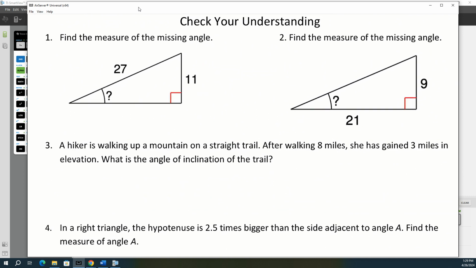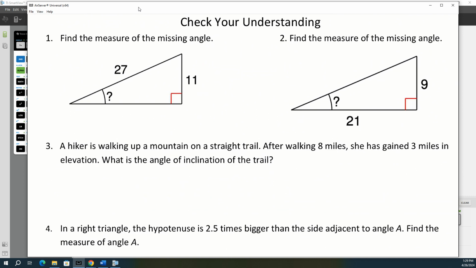So, all right. For number 1, we're going to find the measure of the missing angle. Looking at the angle we want, the one with a question mark, and the sides that we have, which trig ratio would you use? Sine. Yes. Since we're looking for the angle, we're going to do the inverse sine, and then we're going to divide the opposite by the hypotenuse.